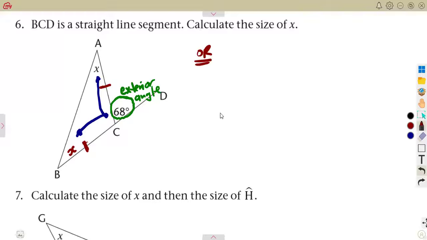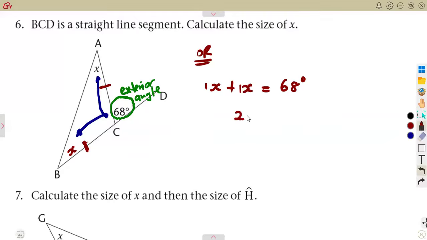So if we add these two, the X and the X, we are supposed to get 68 degrees directly. This exterior angle is equal to the sum of the opposite interior angles. It's a property that you need to understand also on your triangles. So thus we can solve for X.